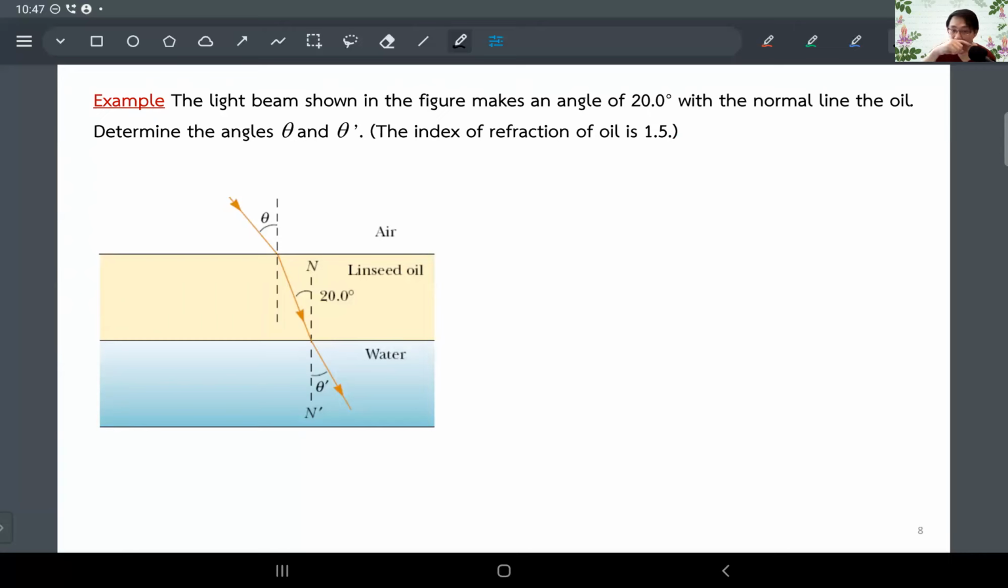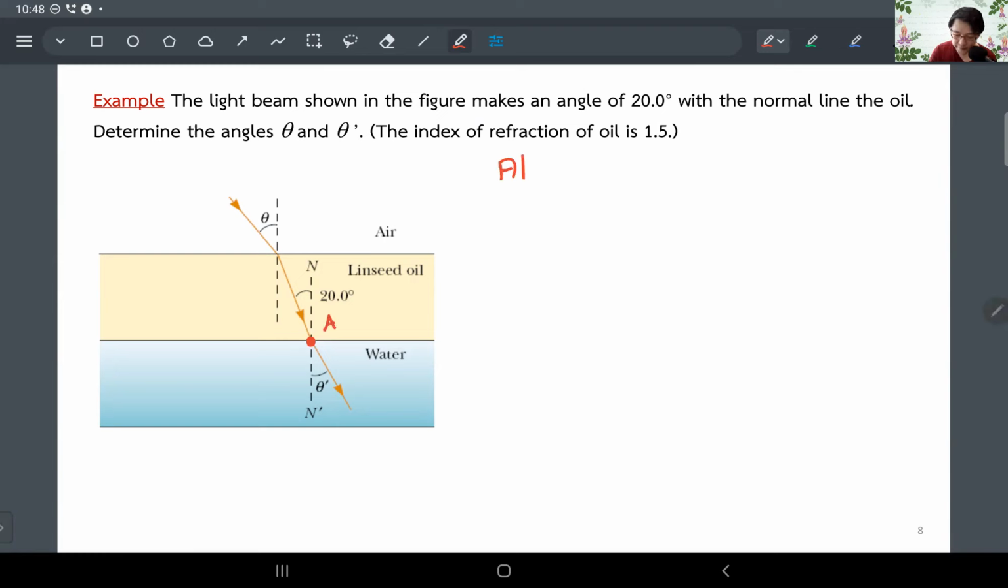First of all, by looking at this, you should be able to attack one single point for sure. And it is at this point right here, because you know the angle at that point to be the incident angle of 20 degrees. The oil index of refraction is already given, 1.5. The index of refraction of water is also given in the table. So let me name this point A.